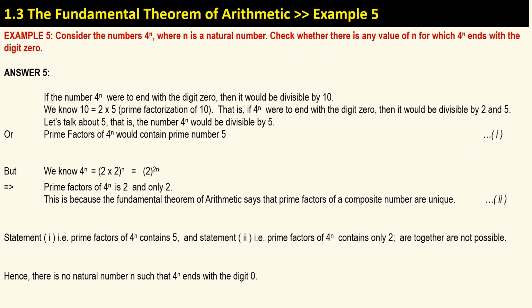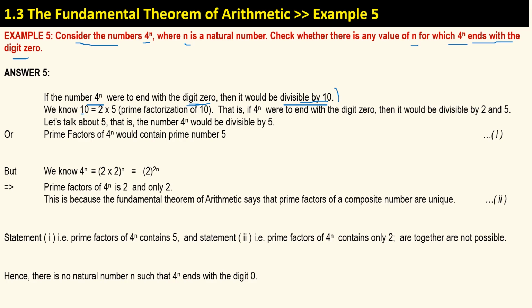Example 5 says, consider the numbers 4 raised to power n, where n is a natural number, and check whether there is any value of n for which 4 raised to power n ends in a digit 0. And the answer is, if the numbers 4 raised to power n were to end in the digit 0, then they would be divisible by 10. This is something we already know. For example, any number ending in, let's say 20, 30, they all end in digit 0 and they are divisible by 10.